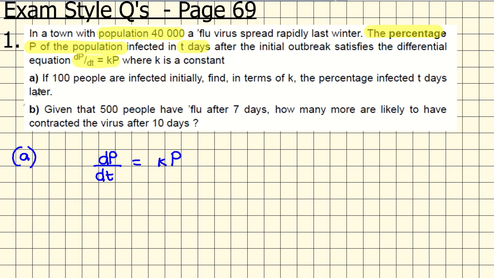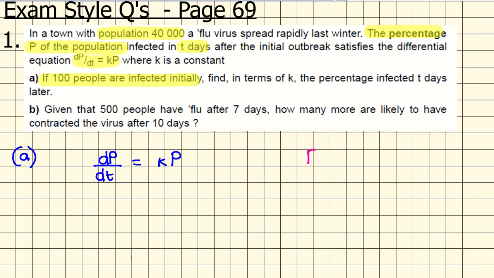So part A: if 100 people are infected initially, that part's important. Find, in terms of k, the percentage infected t days later. So I'm trying to find P, pretty much. This first part says if 100 people are infected initially, that's our initial condition.